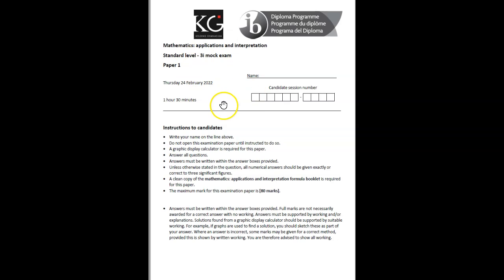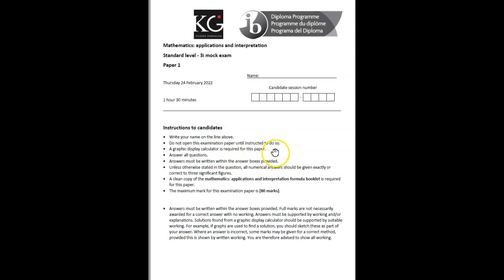So, first off, paper 1. You have the candidate session number, which is unique for every student. Then, because it's a mock exam, I have placed a line for your name. That's just for my convenience. At the real exam, it's just going to be your candidate session number. Then on the front, there are a lot of instructions. Write your name. Do not open this paper until instructed to do so. A graphic display calculator, GDC, is required for this paper.